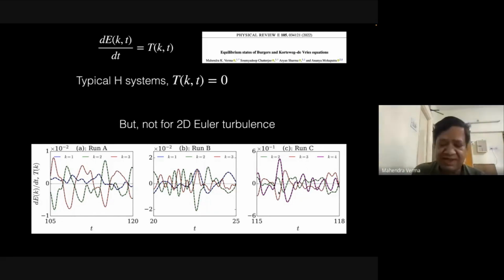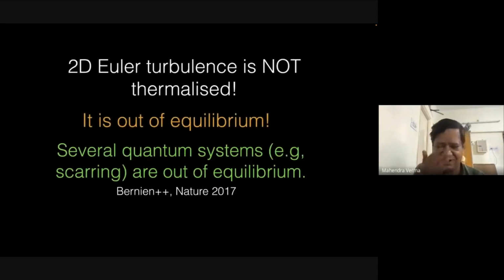So this is not the standard statistical physics system. It is a non-standard system, and this system is not thermalized. It's out of equilibrium, and that's what we argue.